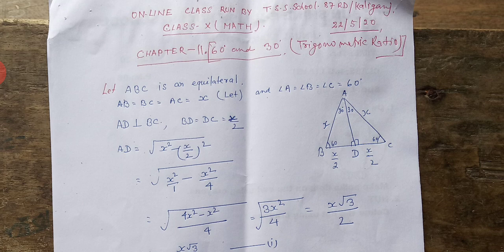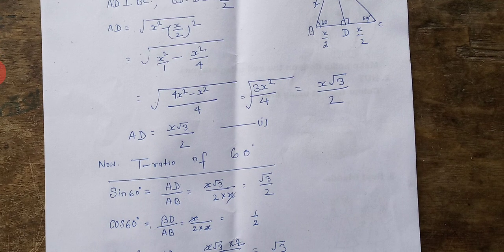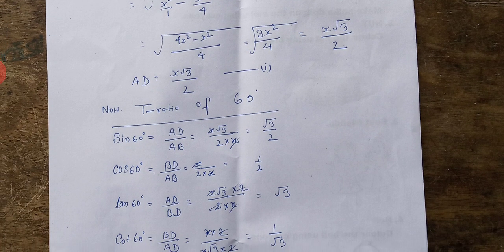Taking the LCM of 1 and 4, we get under root (4x square minus x square) by 4, which is equal to under root 3x square by 4, which is equal to x root 3 by 2. Now AD is equal to x root 3 by 2. This is the first equation.